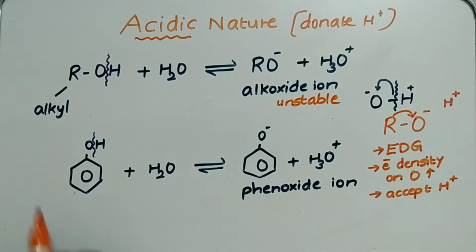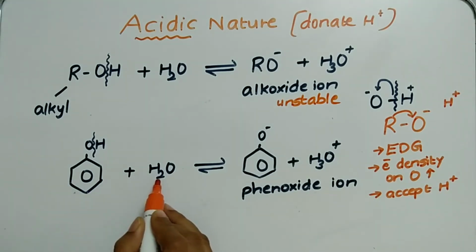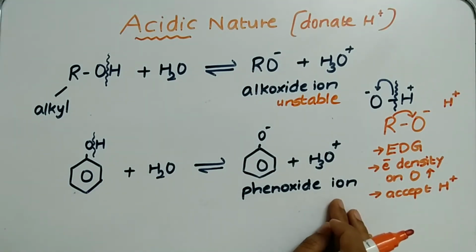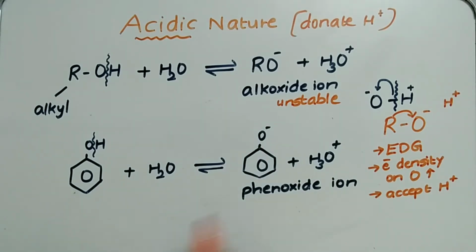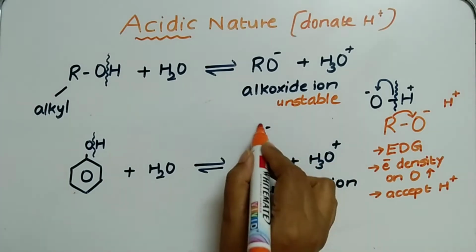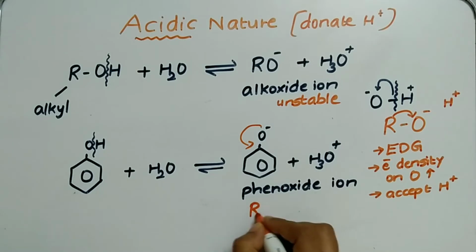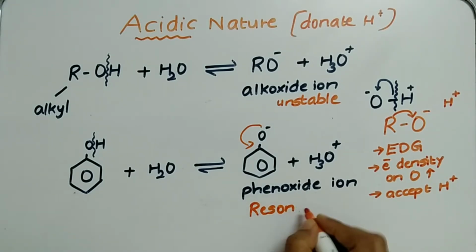So leave the first one and come to the next one, that is phenols. When it is treated with water, it will form phenoxide ion and hydronium ion. Now this phenoxide ion has electrons. The oxygen attached has electrons. What will it do? It will undergo resonance.